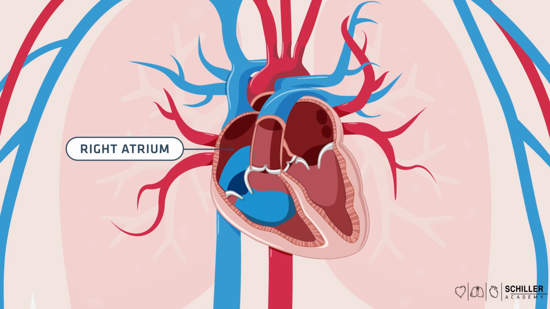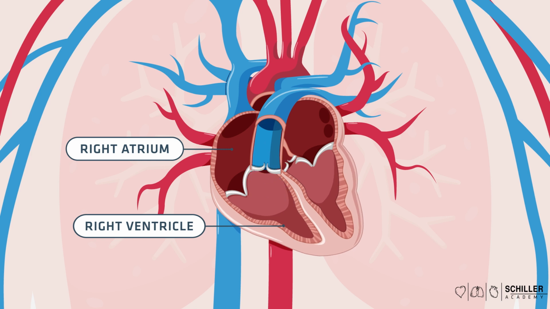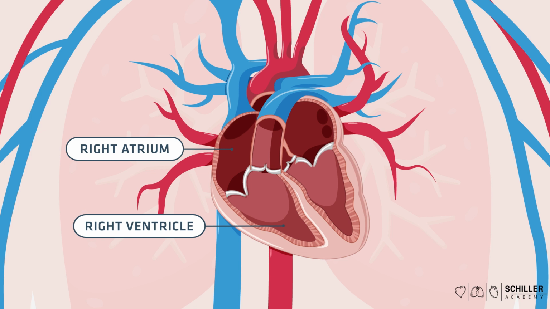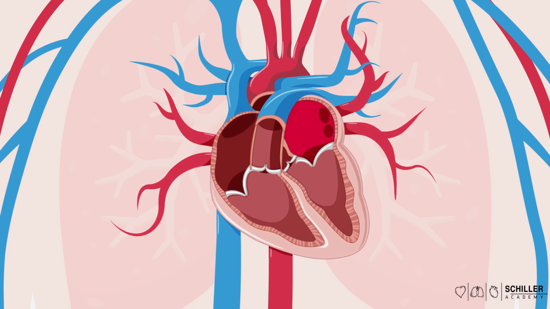Next, the right atrium contracts, pushing the blood through the tricuspid valve and into the right ventricle. From there, the blood flows through the pulmonary valve into the pulmonary arteries and is transported to the lungs, where it receives oxygen. Oxygen-rich blood returns to the heart via the left atrium, where it proceeds to the left ventricle. From there, the freshly oxygenated blood is pumped throughout the body through the aorta artery.